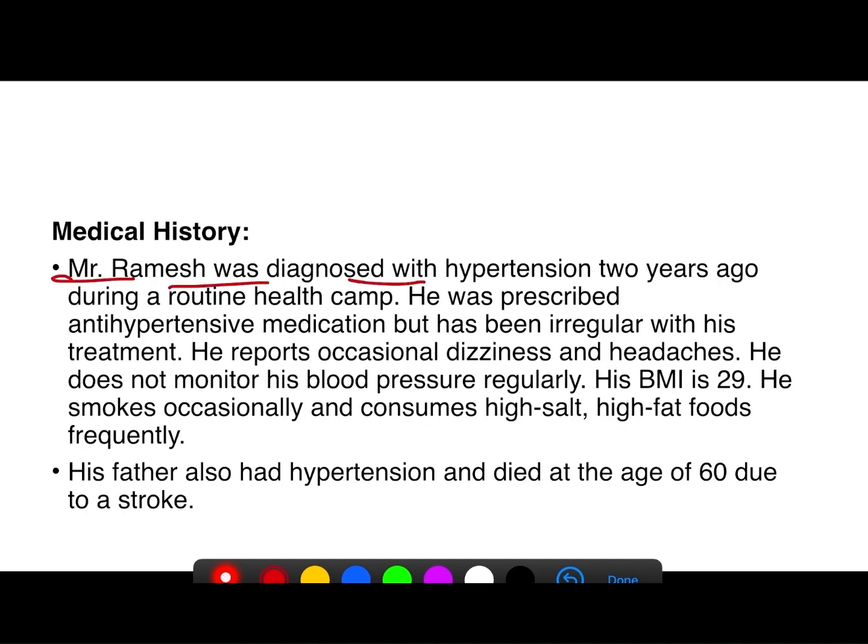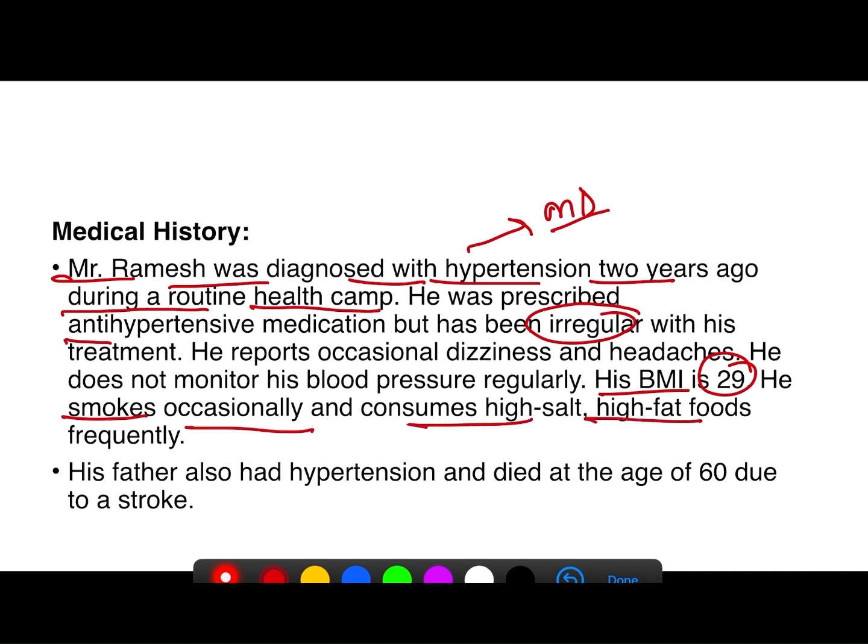Mr. Ramesh was diagnosed with hypertension 2 years ago. So, this is the medical diagnosis of your case. During a routine health camp, he was prescribed antihypertensive medication but has been on irregular treatment. And these are other symptoms. His BMI is 29. He smokes occasionally and consumes a high salt, high fat diet frequently. So, during your examination, you will be taking the actual data where you can also mention the calorie and protein. But here it is mentioned like high salt, high fat food diet, so we will mention only this in the clinico-social diagnosis.